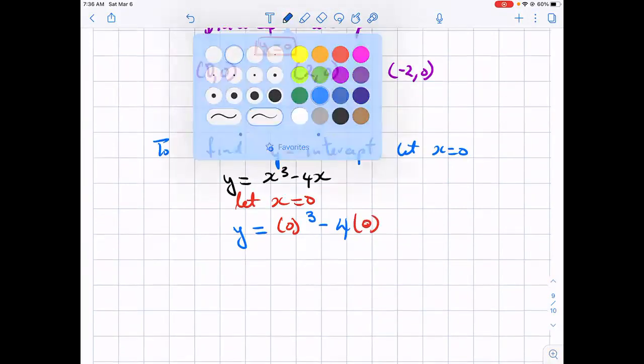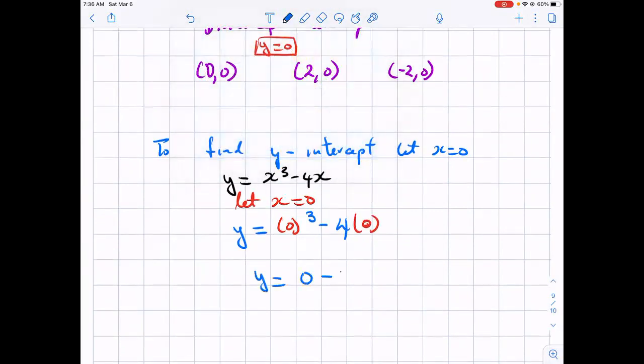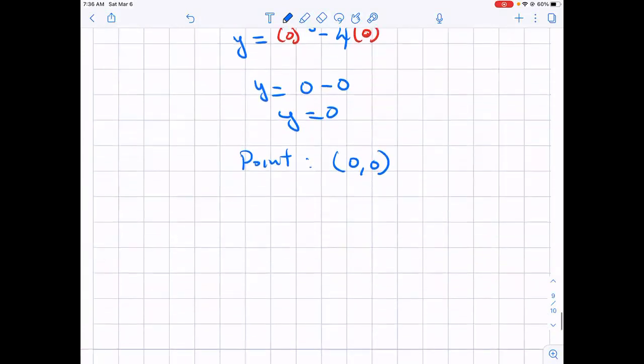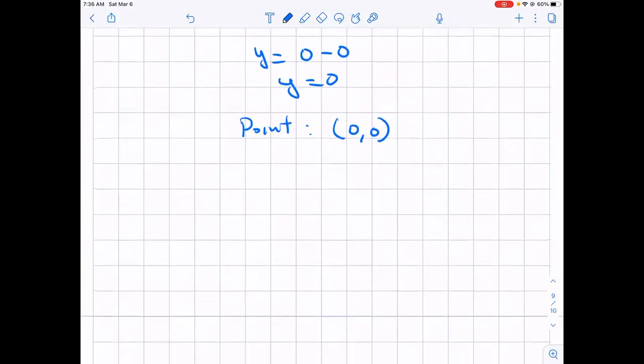So we have y is equal to 0 minus 0. Y is equal to 0. So the point is 0, 0. Okay. 0, 0. So it will help.